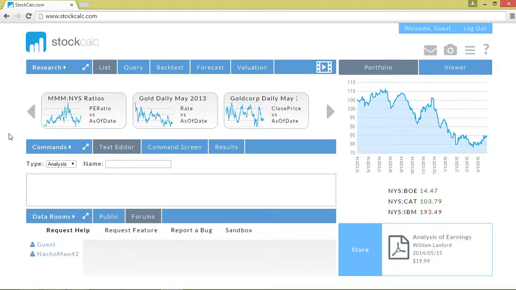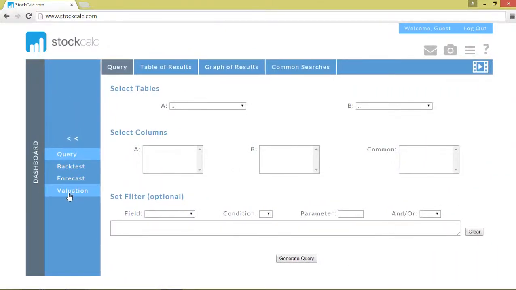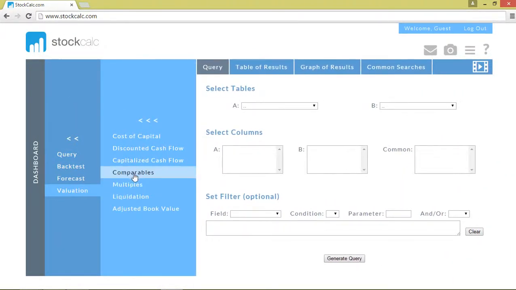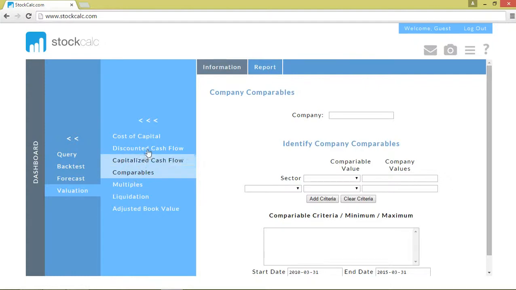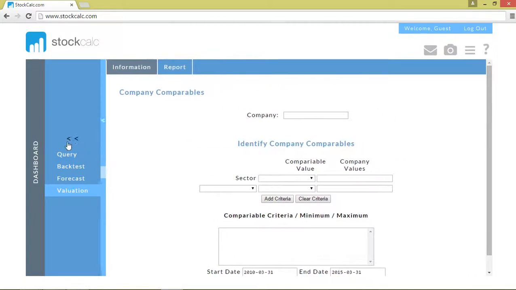In this video, we will use another valuation technique known as company comparables. This technique uses a company against its peer group to determine its value. To access this, we will select the research menu from the dashboard, valuation menu, comparable submenu. We'll free up space by clicking on the triple and double arrows.